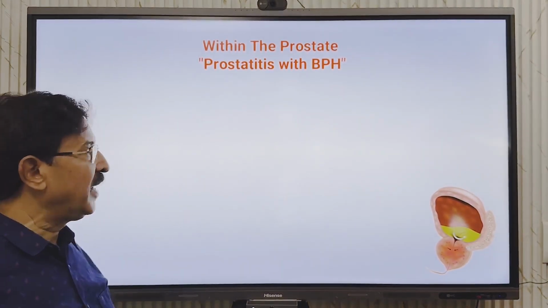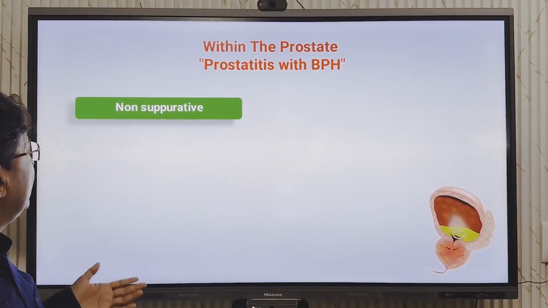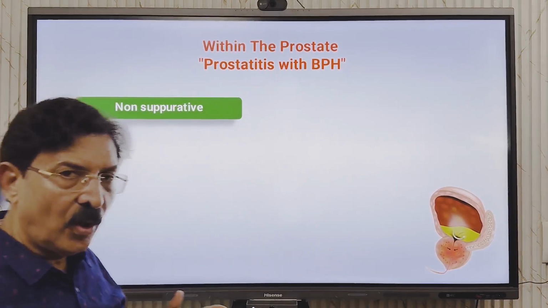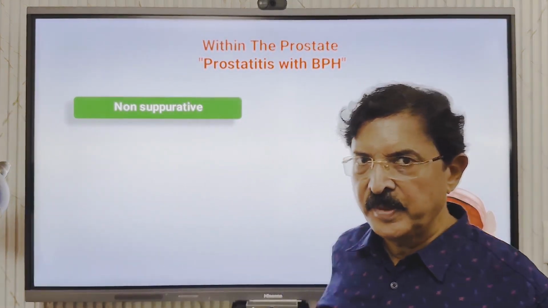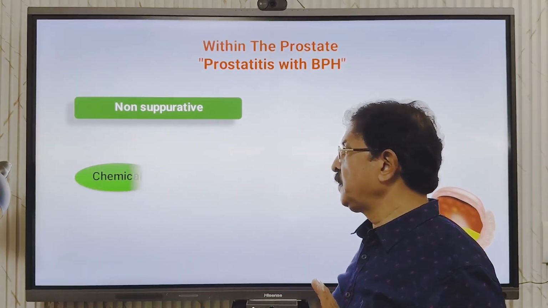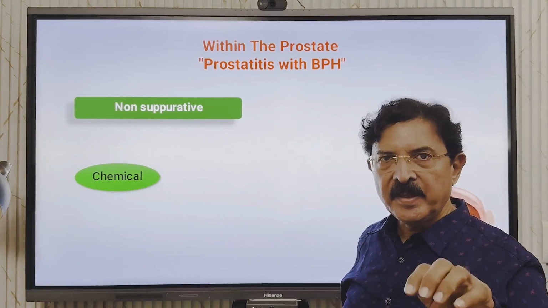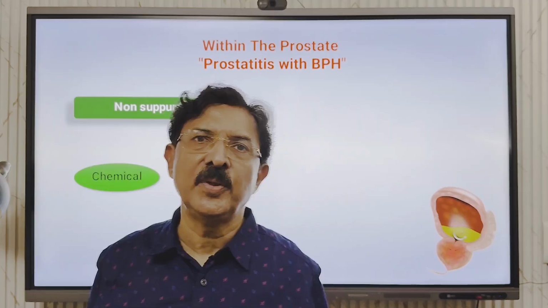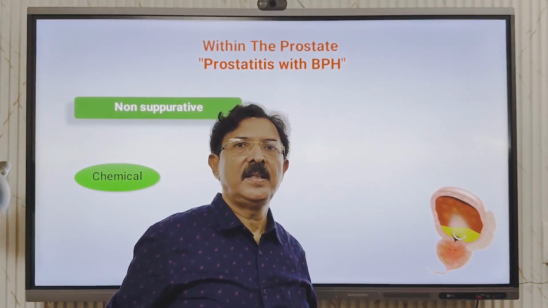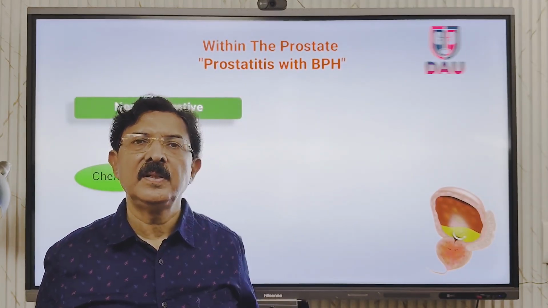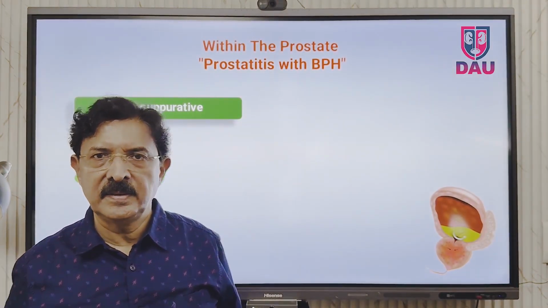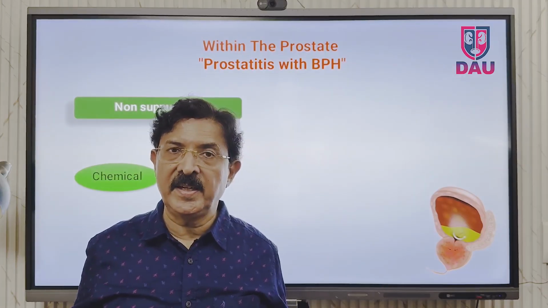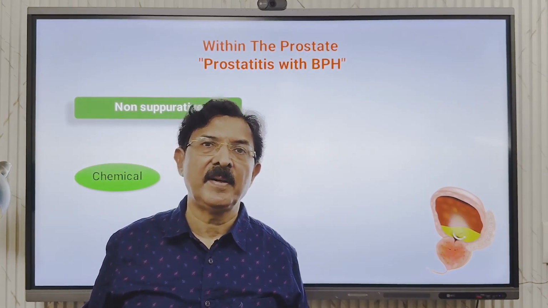So this is what I'm talking about, that you may have either a non-suppurative prostatitis, which means there is no pus formation, and this begins with chemical insult to the prostate. And I have seen this in a number of patients who have hyperuricemia. The uric acid crystals flow down the prostatic urethra. They even go within the prostatic ducts and initiate chemical prostatitis.